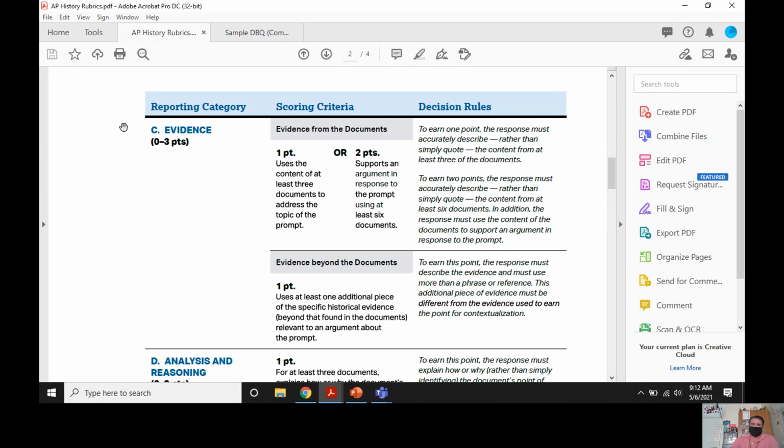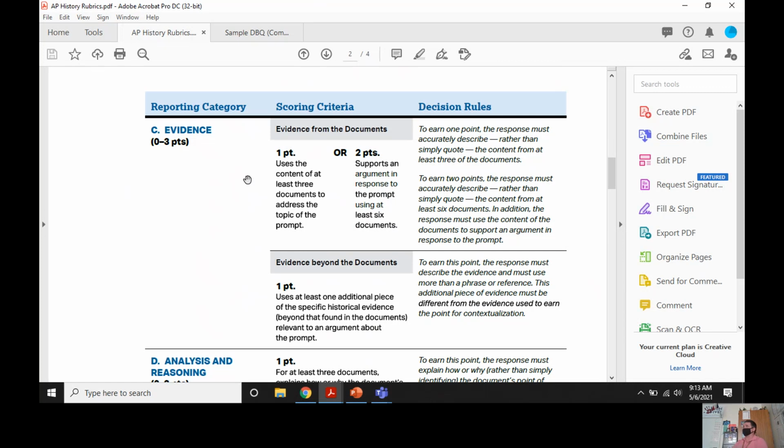From there, you get your evidence points. And the bulk of this comes from just using your documents. You get 1 point for using the content of at least 3 documents to address the topic of the prompt. Guys, that's pretty much just summarizing 3 of the documents and tying it together with your argument. That's all it is. You could literally say, document 1, document 2, document 3 says this, says this, says this. You're probably going to get the point.